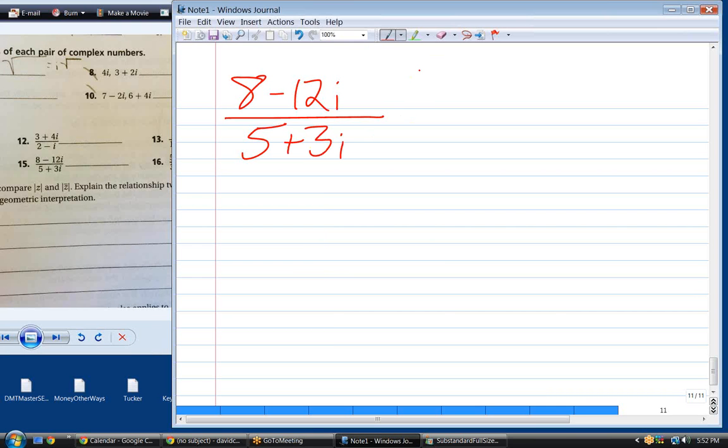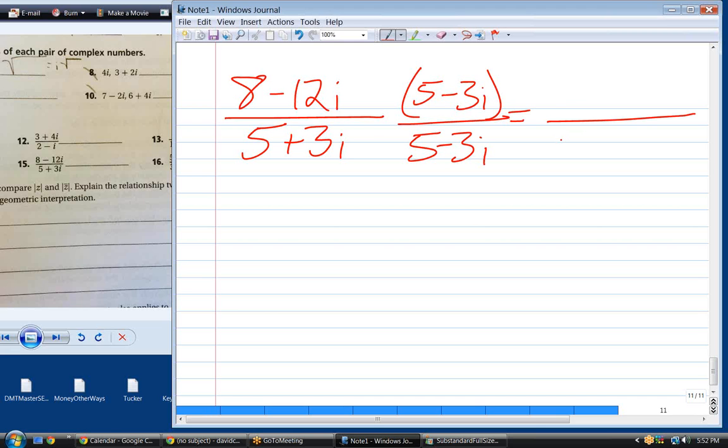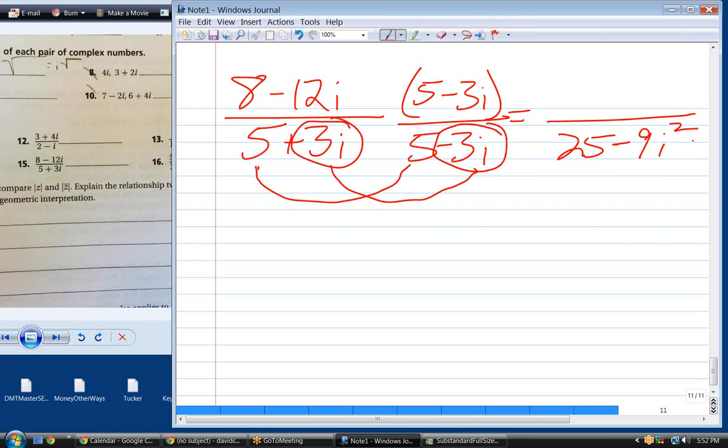So just multiply by 5 minus 3i on the top and the bottom. And you'd get 25i, no, minus i. First of all, you're multiplying that by that, and then you're going to multiply that by that. I don't need to worry about the middle terms. They're going to disappear. But I need the first term and the last term. First term is 25. What's the last term? What's that times that? Negative 9i squared. Okay.